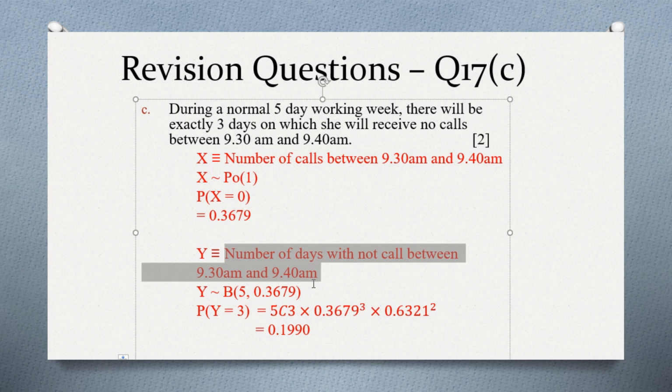Follow this method, you will never go wrong. So my N will be 5. My P must be the probability that there is no call. So you calculate that in advance and then you put it in here. Then you use your binomial distribution and answer the question.